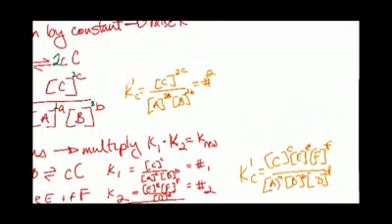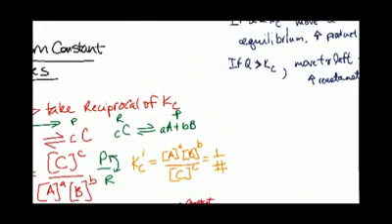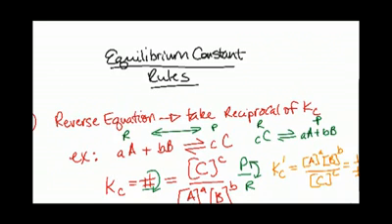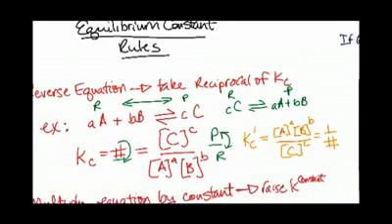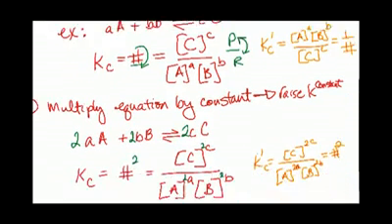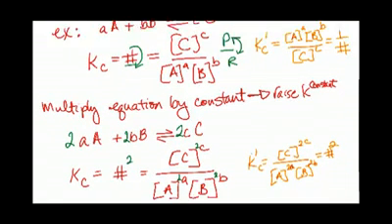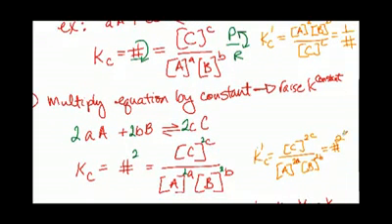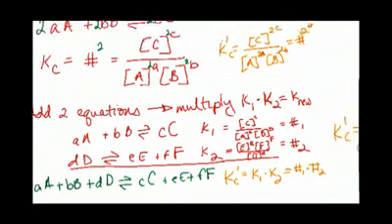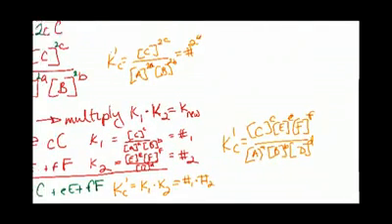So this is the concept video. Make sure you check out the example video. But real quick recap, if you reverse the equation, you take the reciprocal. If you multiply by a constant, you raise the whole thing to that constant, whatever it is. And if you add them, you multiply the K values to get your new K.